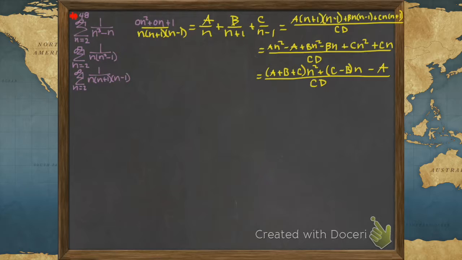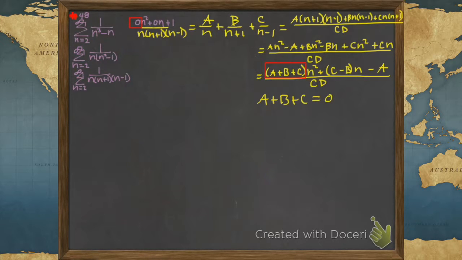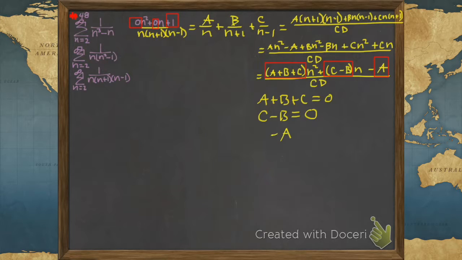Of course, that's 0 times n. So I'm matching up my coefficients. I match that 0 with a plus b plus c. Then I match my c minus b with the other 0 in my rewritten numerator. Then my constant, my minus a, is equal to that constant.